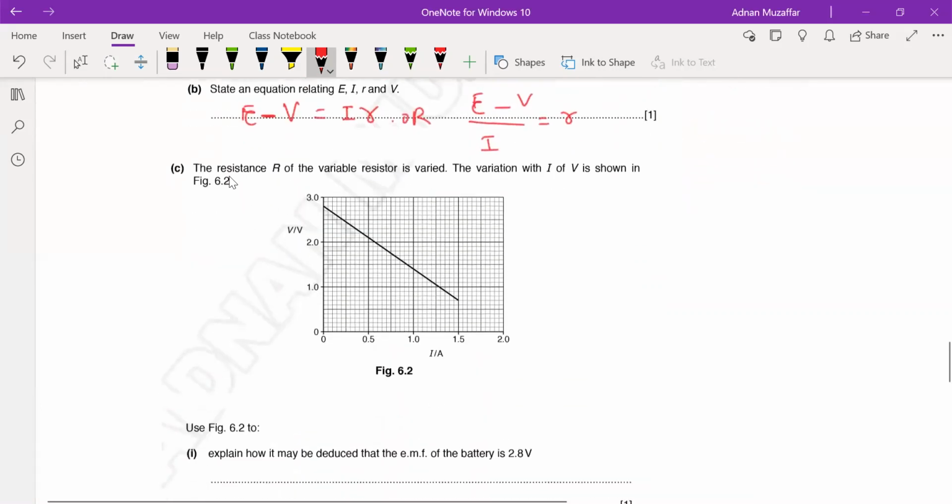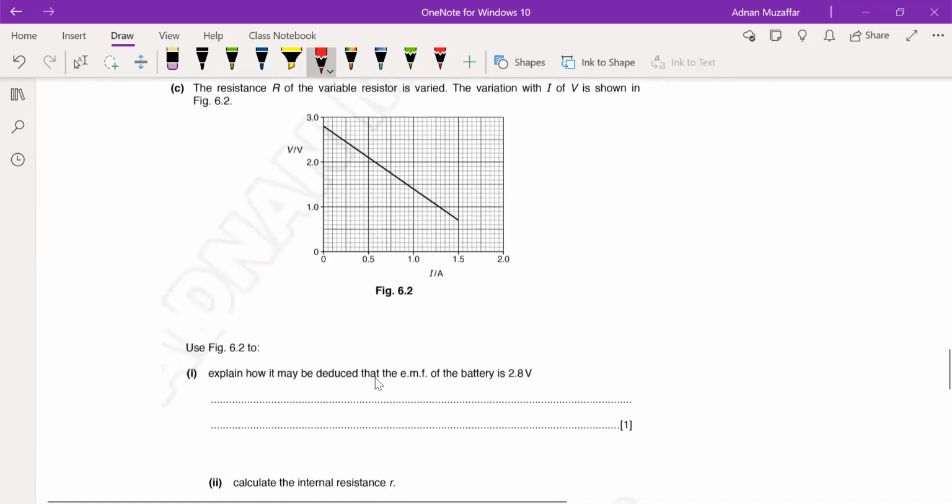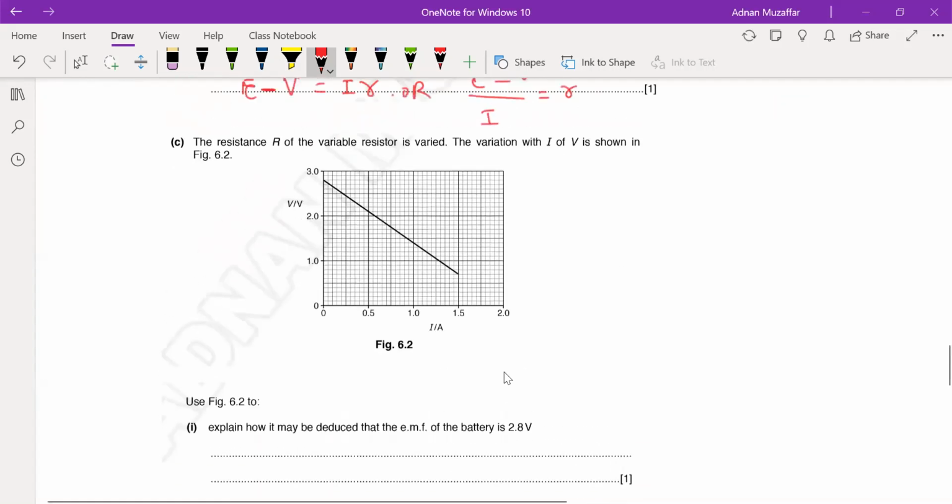Now they have given the graph. The resistance R of the variable resistor is varied. The ratio of V with I is shown in the figure. Explain how it may be deduced that the EMF of the battery is 2.8 volts.